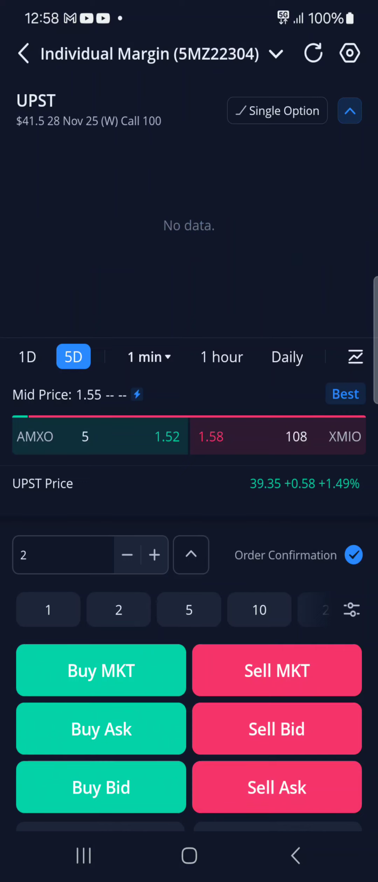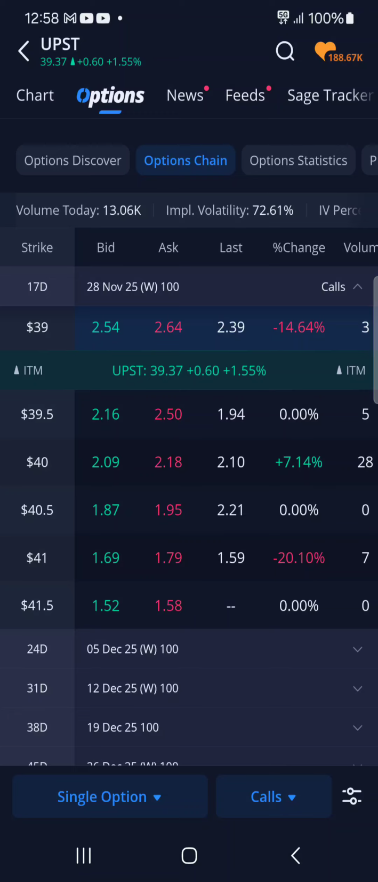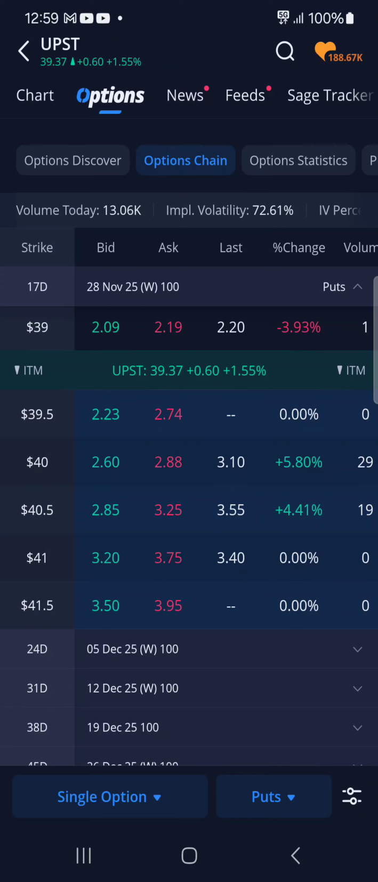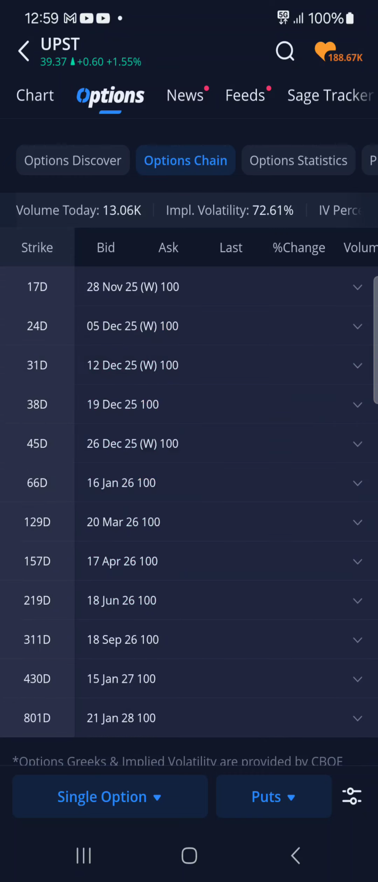And then the next step is we're gonna do selling puts. And instead of having these in call options, I'm gonna change it to puts. And then we're gonna do similar things. For the strike price, I have to look at the dates: 17 days, 24 days, 31 days, 38 days.